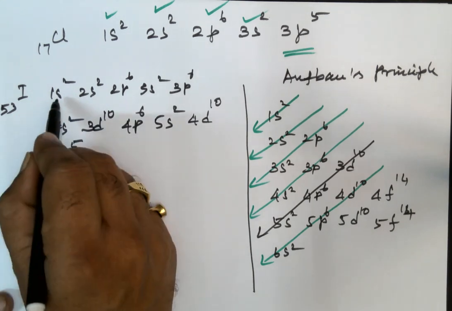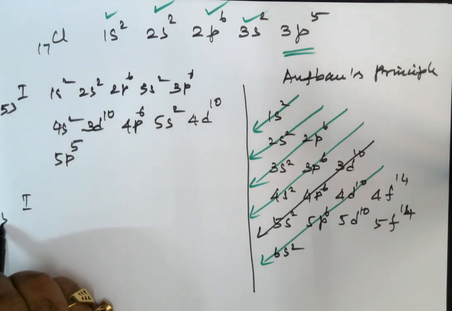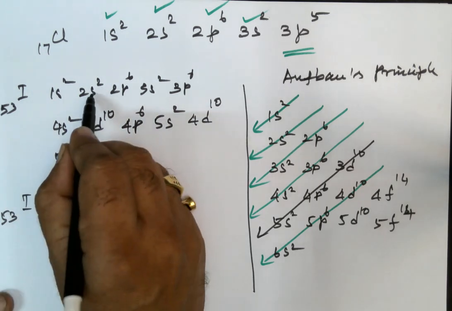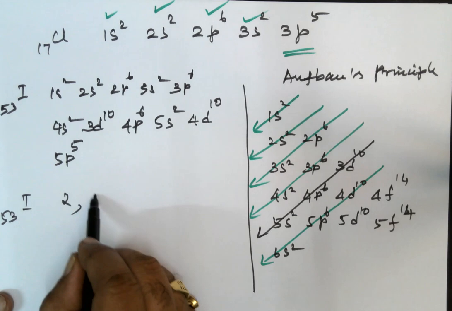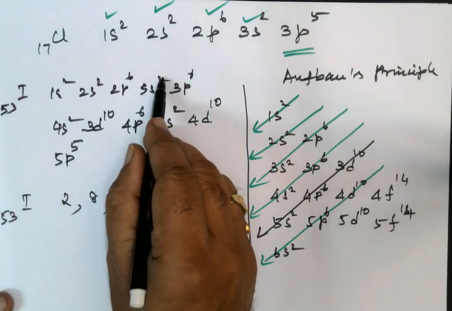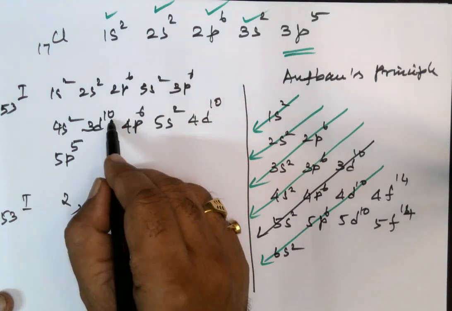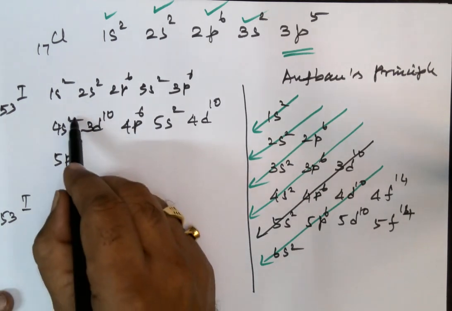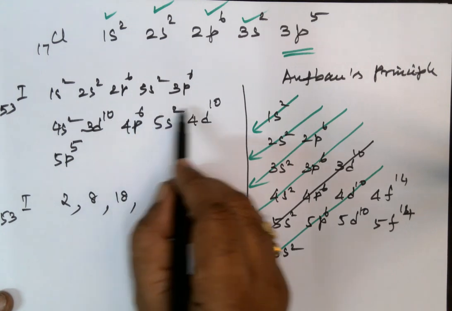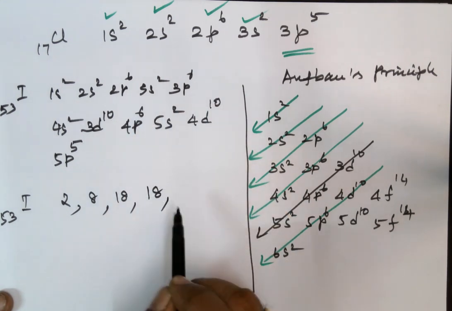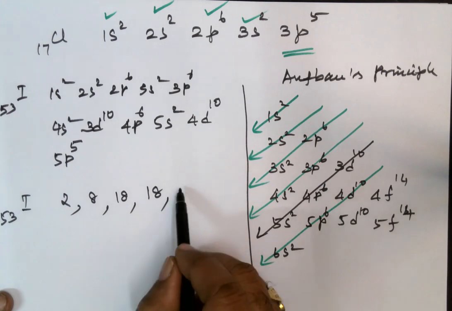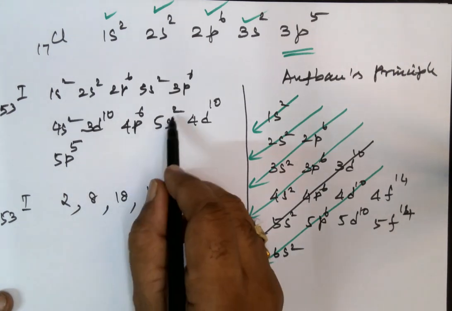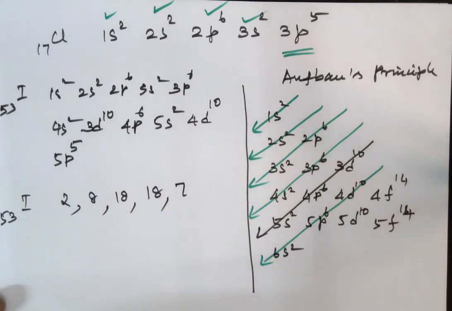It is in the first shell you have for iodine. How much? 2 only. In the next shell you have 2 plus 6, 8. In the third shell 2 plus 6, 8, 8 plus 10, 18. Are you able to follow? In the fourth shell 2 plus 6, 8, 8 plus 10, 18. Are you able to follow? And then 2 plus 5. I hope in the first shell you will be able to understand why I have put this 7. Now is it clear?